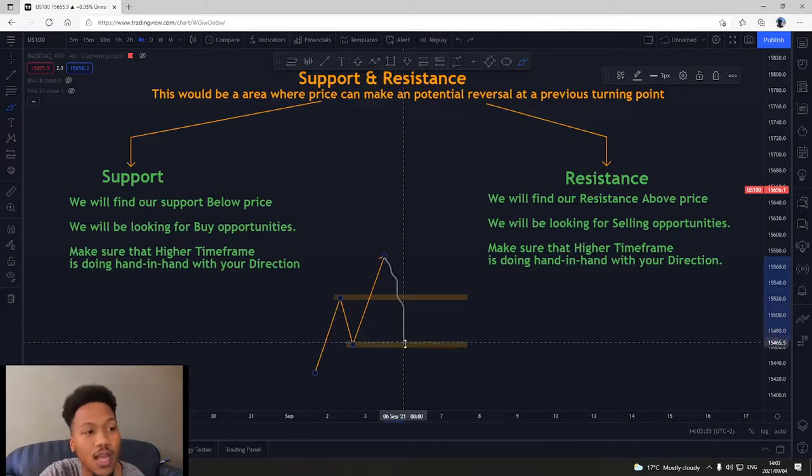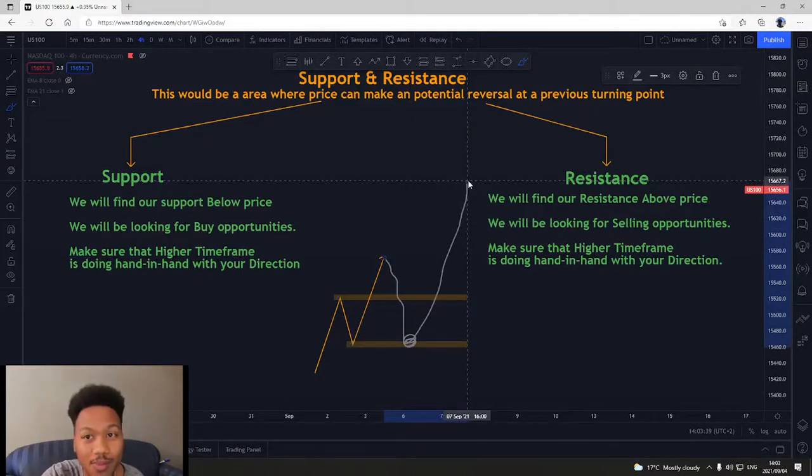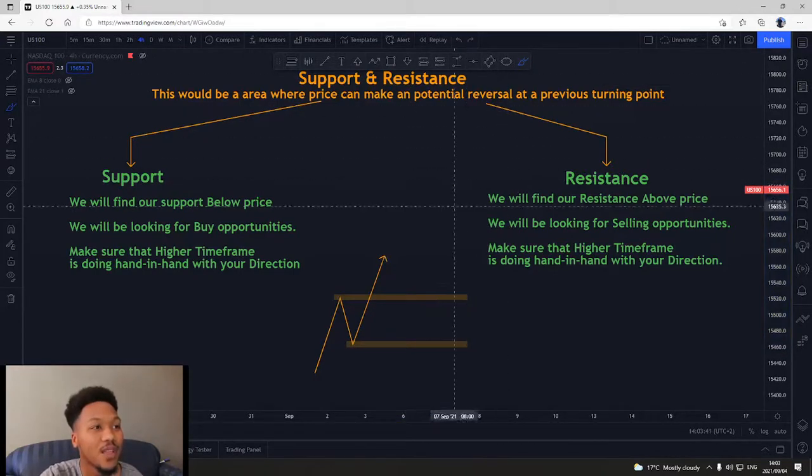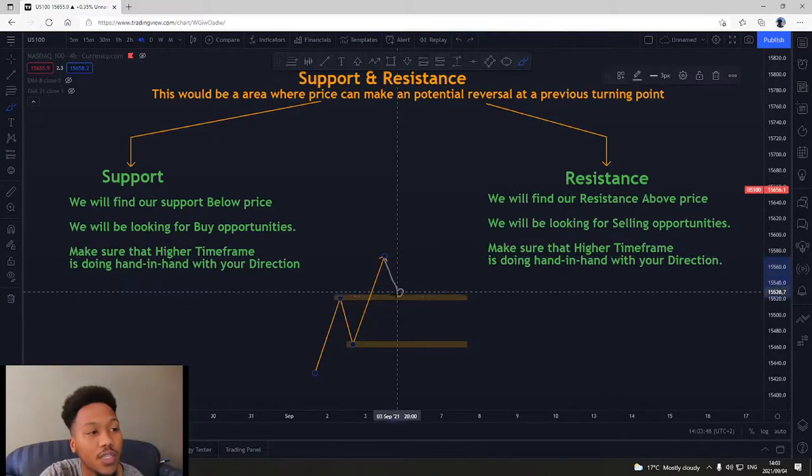Price coming towards the downside to this region, and then after this we just go towards the upside. Okay, so always look out for confirmation telling you that we can go towards the upside.